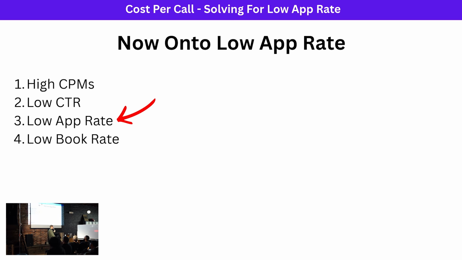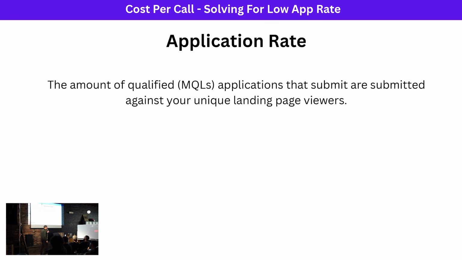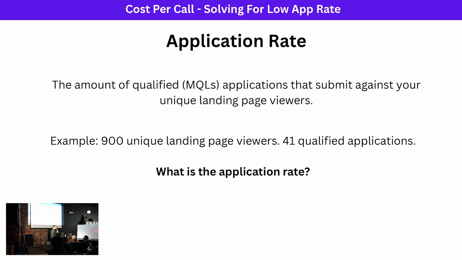So now, the other thing that can influence cost per call is application rate. It's the amount of qualified MQLs, applications, that submit their actual application against your unique landing page views. So let's do some math. Who's gonna yell it out first? We got 900 unique landing page viewers, 41 qualified prospects. What's the application rate?